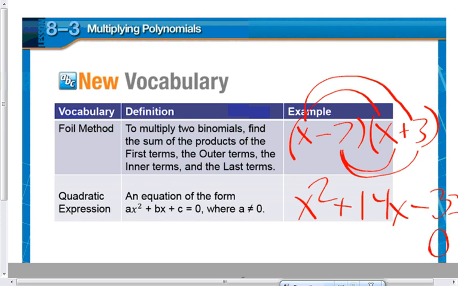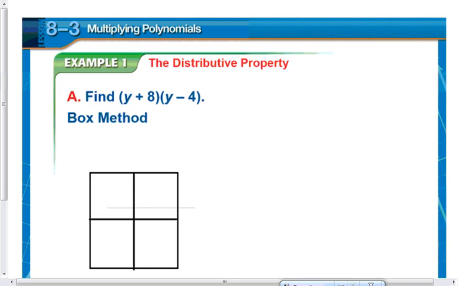All right, now we're moving on to the next one. This is another way to do it other than the FOIL method. I'm going to show you the FOIL method next, but this is the easier way for all you kids that need a box. So it's y plus 8, and then y and the 4.